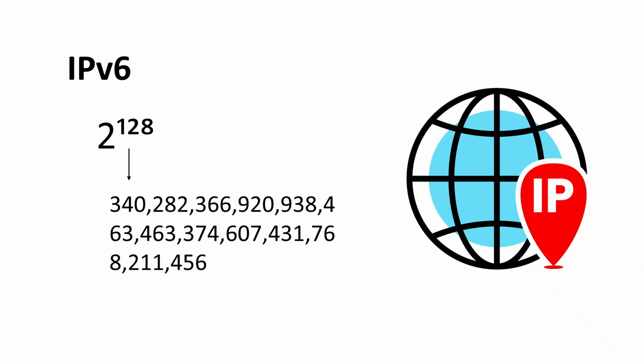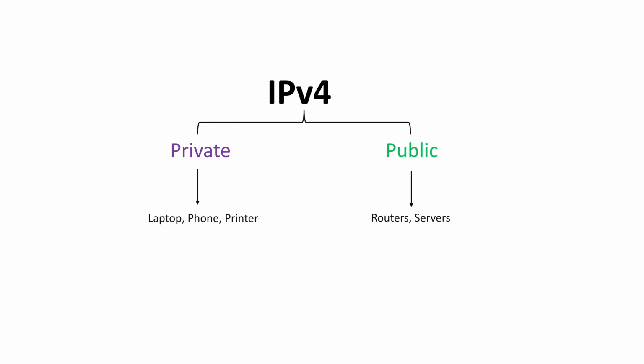Basically enough for everyone. But here's the thing, most devices still rely on IPv4. So almost every device uses both IPv4 and IPv6 together. Alright, now back to our question. How do we actually make IPv4 work for billions of users? IPv4 is divided into private and public addresses.